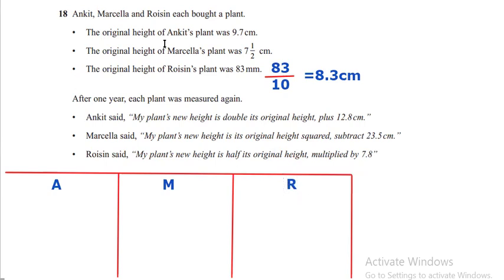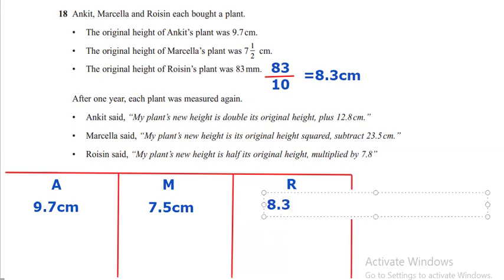So Ankit's original height was 9.7. His plant's height was 9.7 centimeters. Give your units with every single answer, okay? So 9.7 centimeters. The original height of Marcella's plant was 7.5. So 7.5 centimeters, like this. And then the original height of Roizen's plant was 8.3 centimeters, as we said. So this one is 8.3 centimeters. Now, this is the start of the question. Now, let's see what happens after 1 year.